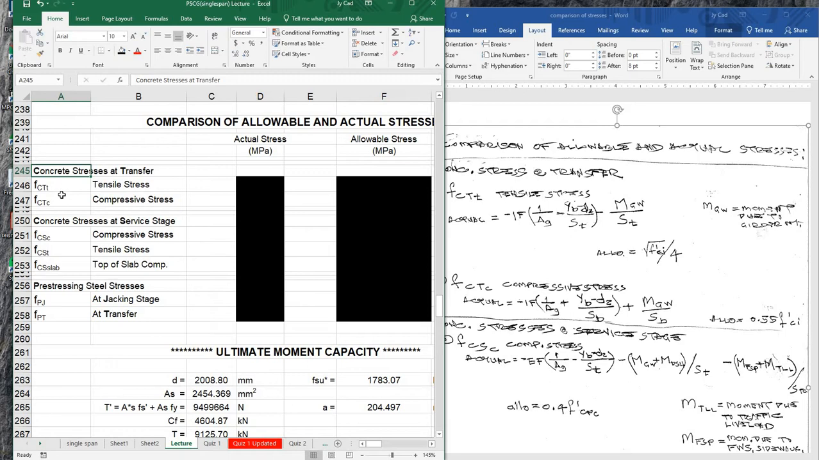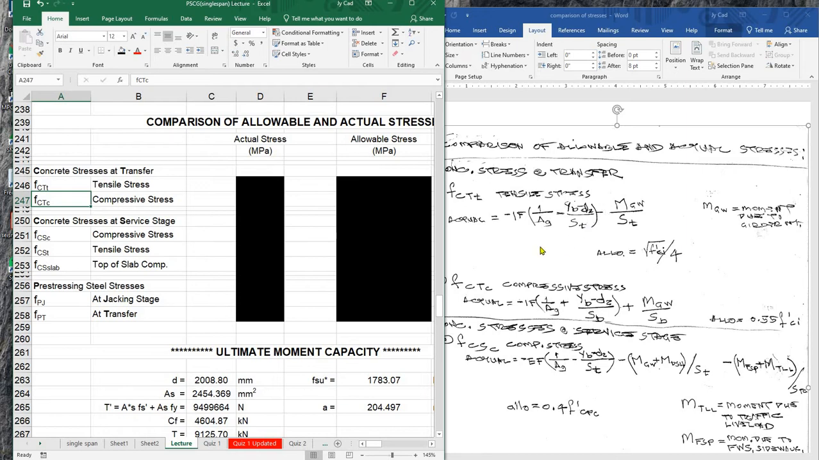And then, you look here at the subscript, you have CT. Okay, CT stands for concrete transfer. Dito naman, sa concrete stresses at service stage, you have the subscript CS. That stands for concrete service. So, sa subscript pa lang, makikita mo na kung anong stage yan. And then, yung third subscript, yung small letter, FCT, and then small letter T, stands for tensile. Dito naman, FCT, and then small letter C stands for compressive stress.